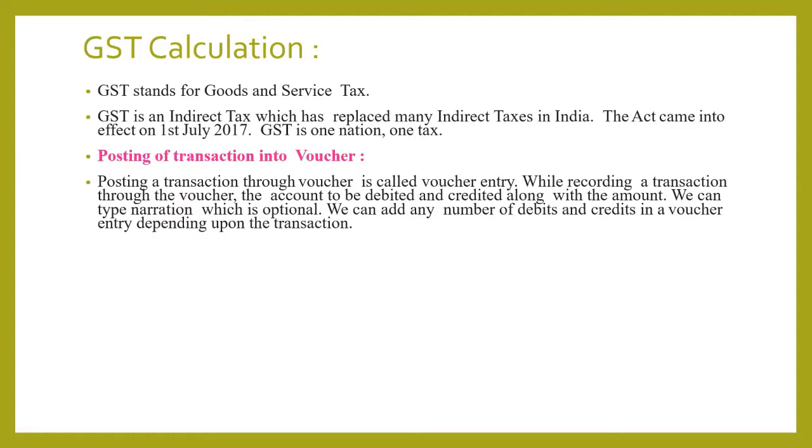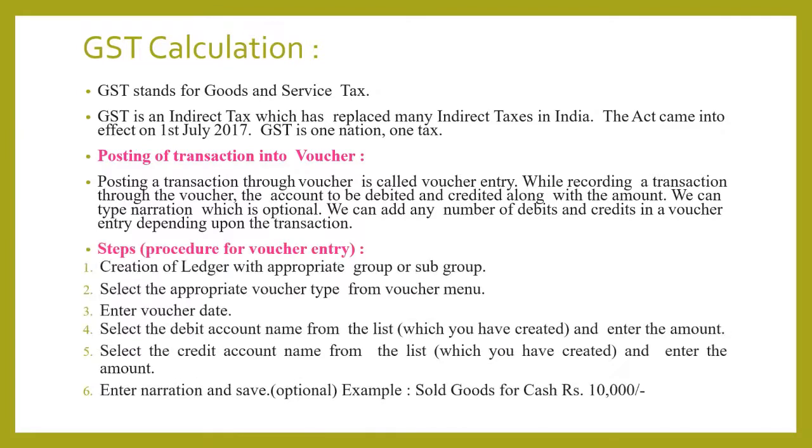Now let's see the steps of how to do the voucher entry by using Tally. First step is create the ledgers with appropriate groups or subgroups. So first step is, after creation of company, you have to create the ledgers with appropriate names and groups. Second is select the appropriate voucher type from voucher menu. Before making the entry of that transaction, you have to select the correct voucher type. Third one is enter the voucher date. You have to enter the proper voucher date.